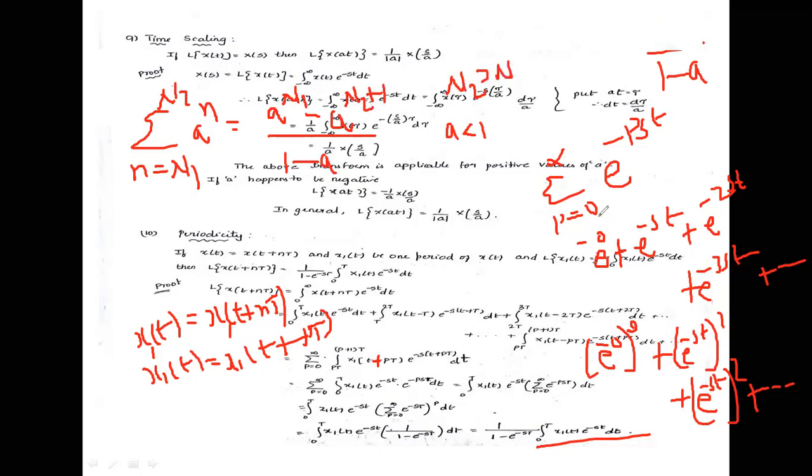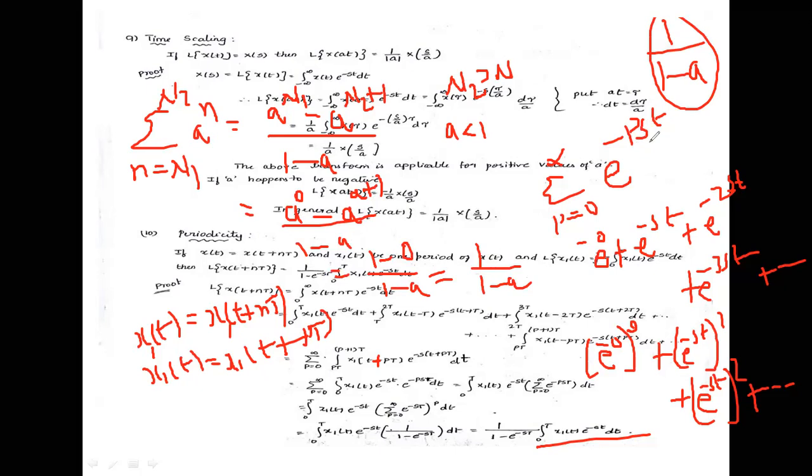What is the value of n1? It is 0. So substitute: a power 0 minus a power infinite plus 1, whole divided by 1 minus a. Here a power 0 is 1 and a power infinite is 0, so it is 1 by 1 minus a. It is the same thing.